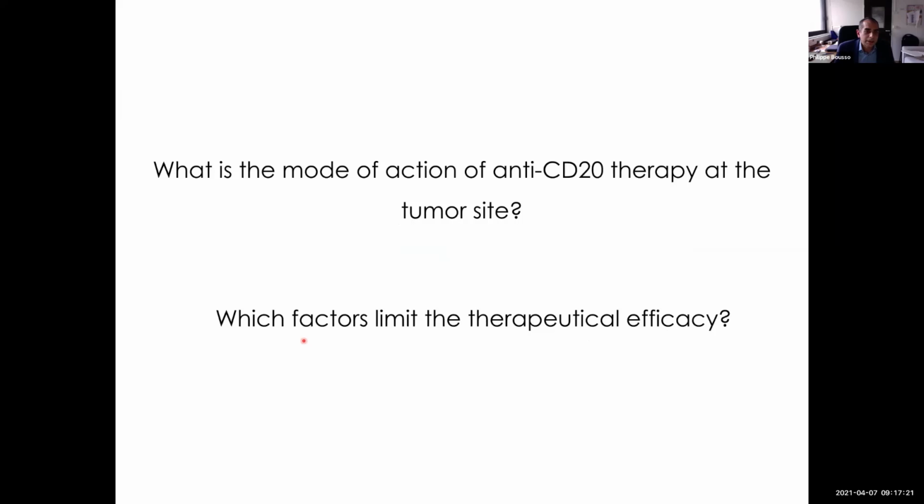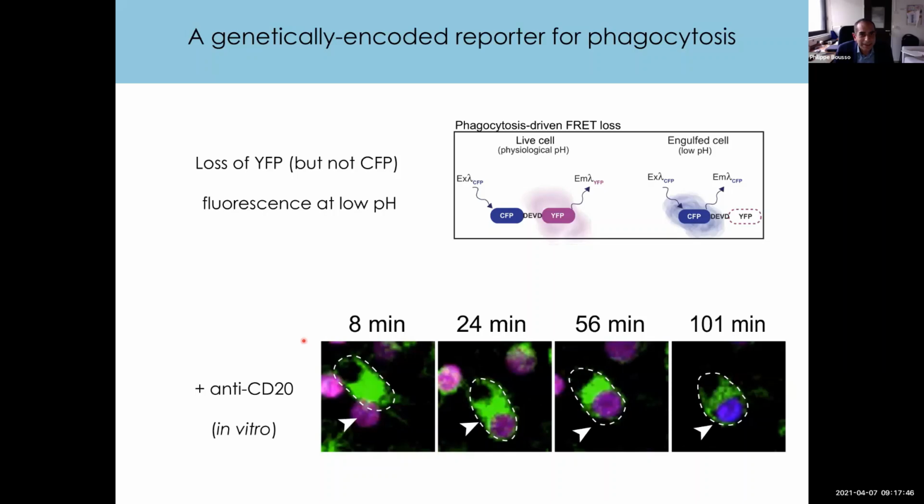So the two simple questions that Capucin wanted to address are: what is the mode of action of anti-CD20 therapy precisely at the tumor site for these non-circulating cells? And which factors limit the therapeutic efficacy of the therapy? So we decided that we would need some really new ways and a defined manner to identify cells that are dying in response to the therapy, in particular to unambiguously identify phagocytosis events, which are not always easy to determine.